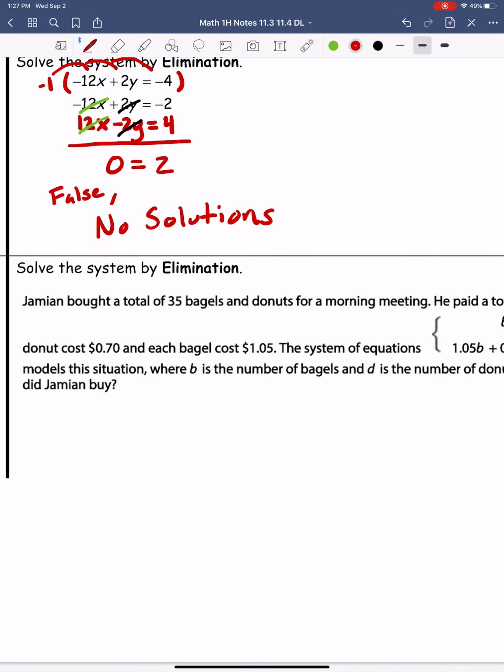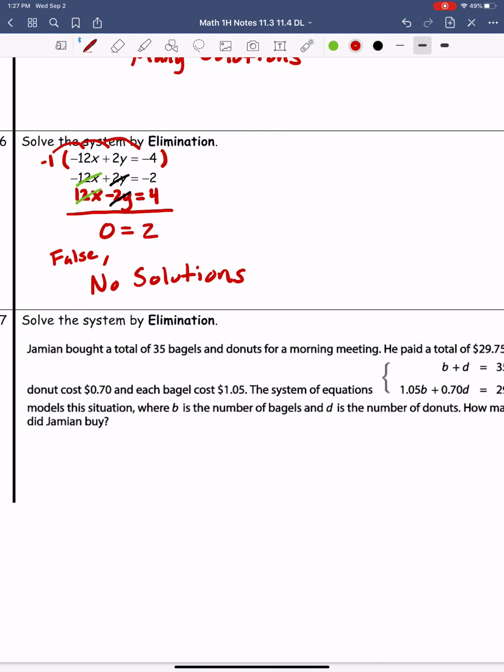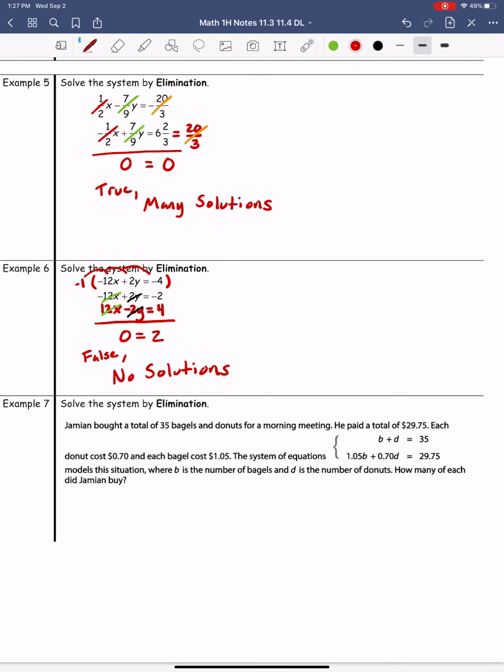All right. And we'll go to the last one here, which is a word problem. It says, Jamian bought a total of 35 bagels and donuts for a morning meeting. He paid a total of $29.75. Each donut cost 70 cents and each bagel was $1.05.